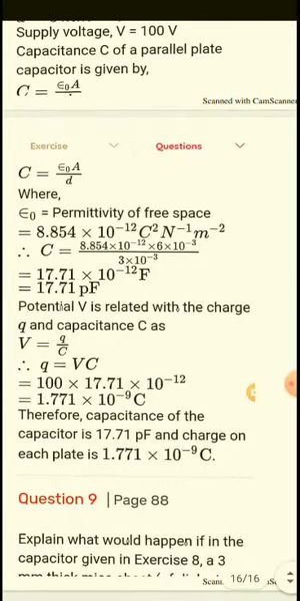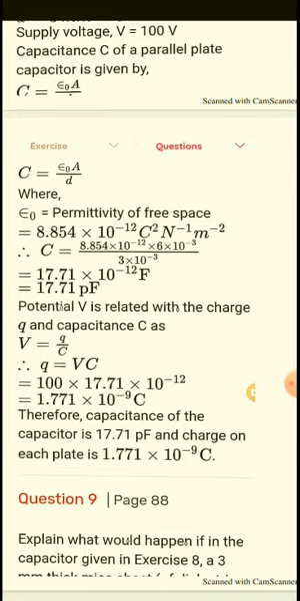Now we want to find the charge. V is equal to Q by C. Then if we bring this C from the downward position to the left hand side, it becomes Q is equal to VC.